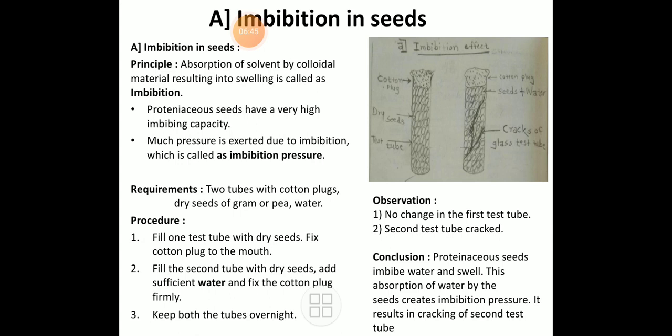And the pressure created due to imbibition is called imbibition pressure, and that pressure creates some force, and because of that force the glass test tube gets cracked. Here the most important thing is that we should not use a plastic test tube; we have to use a glass test tube. That is most important. So what is the conclusion out of this?